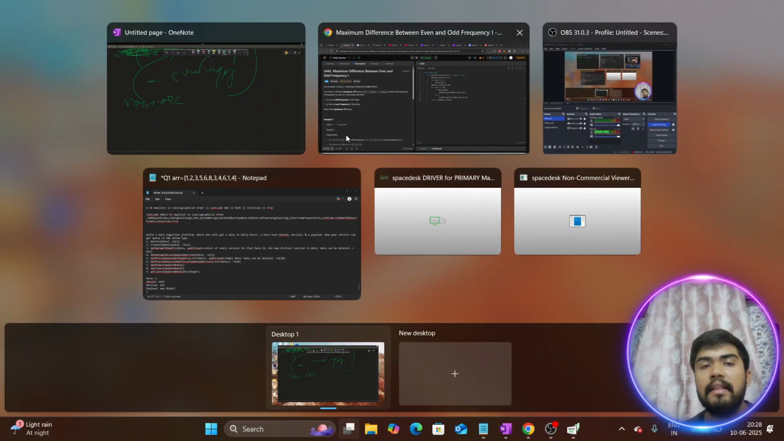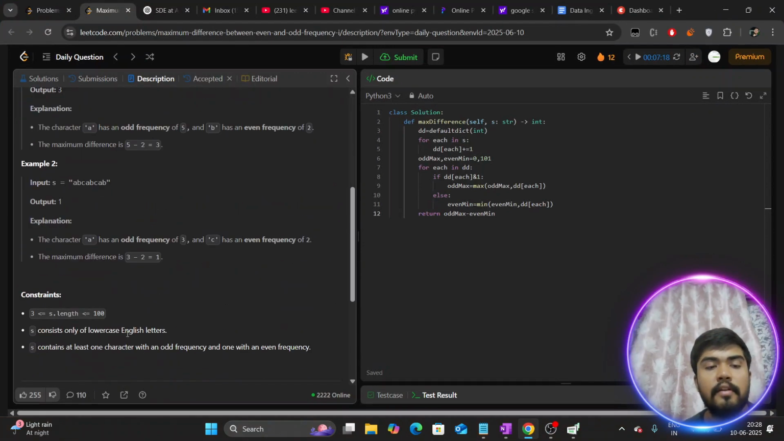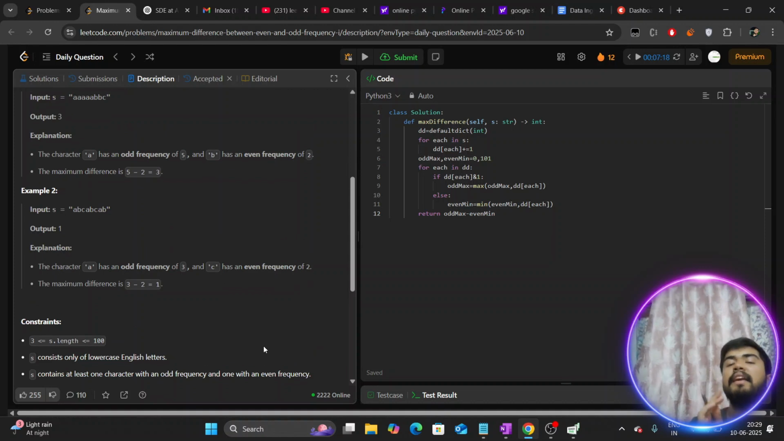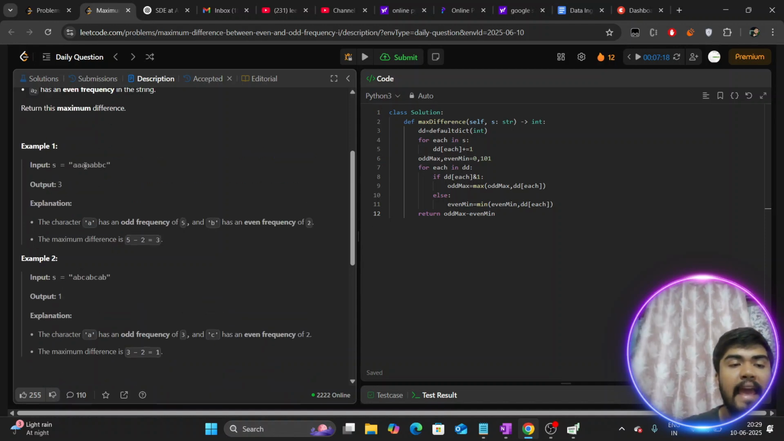Here you can see in the example test cases also, S consists of only lowercase English letters, and S contains at least one character with odd frequency and one character with even frequency. So this is the bare minimum. So we definitely have at least one character with odd frequency and at least one with even frequency to form our answer. In this example, A occurs 5 times, which is an odd frequency, and B occurs an even number of times, 2 times. So 5 minus 2 is 3.